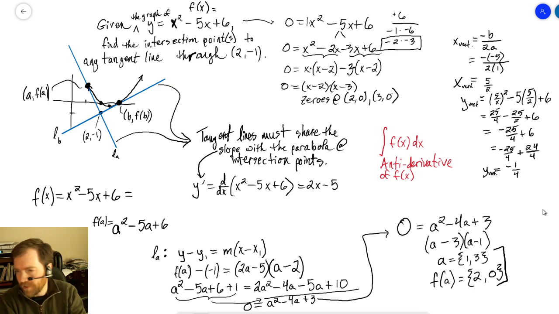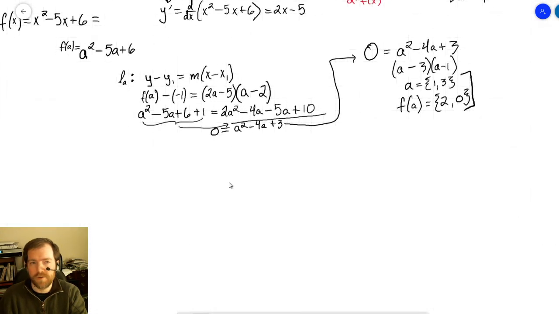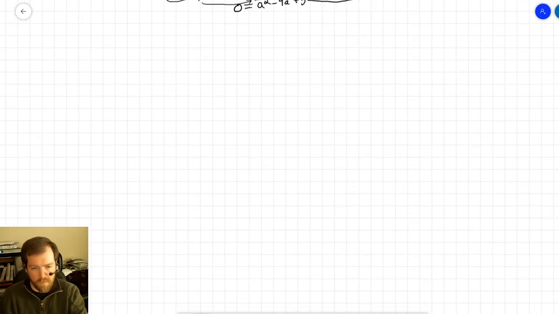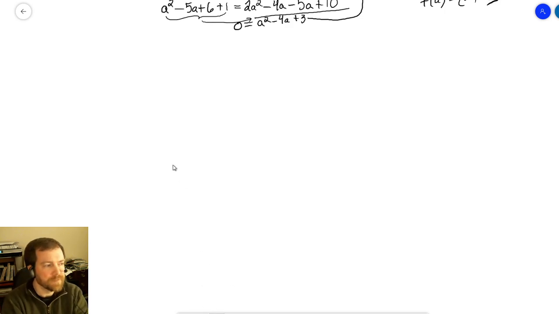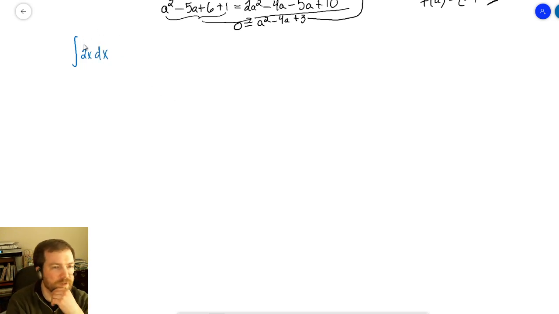So if you see something like, let's do an easy one for you. This will be super simple. What's the antiderivative of 2x dx? This is saying, what function do I need to take the derivative of to get 2x? Well, that's pretty obvious. This is going to be x squared.